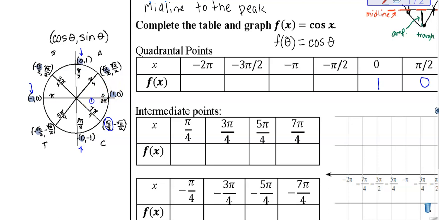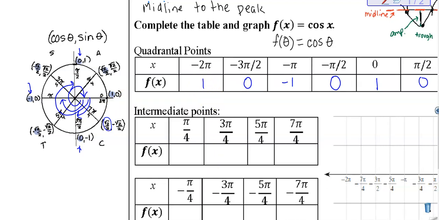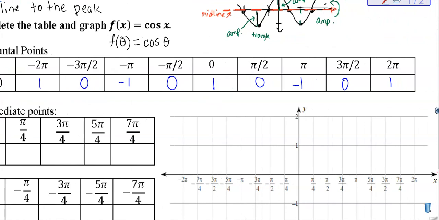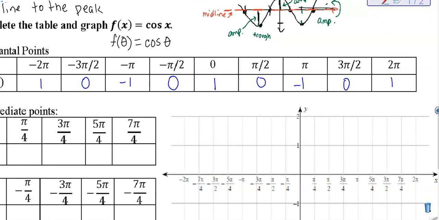Here we go. So negative pi over 2. What's the cosine of negative pi over 2? 0. Rotate back. Negative pi. So the cosine of negative pi? -1. Cosine of negative 3 pi over 2. And then the cosine of negative 2 pi? 1. So if you look at that pattern of points, notice it's just a repeating pattern, right? Okay, so how about we graph those?